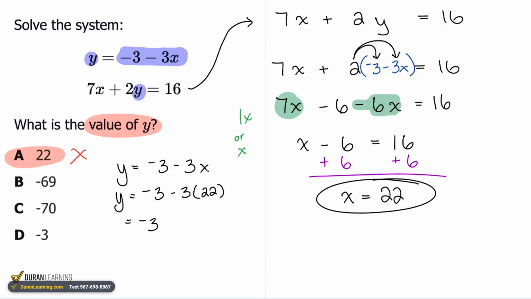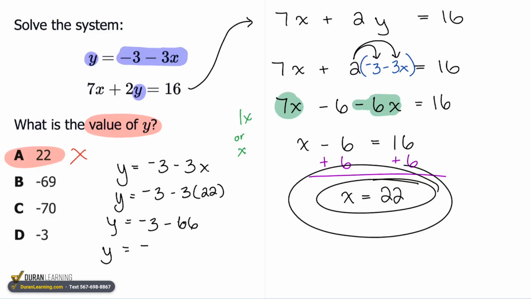Then we'll do -3 times 22. 3 times 22 is 66, so that'll be minus 66 right there. And then my last question is, if I'm already at -3 and then I take away 66, where do I end up? -69. Correct. And there we are.